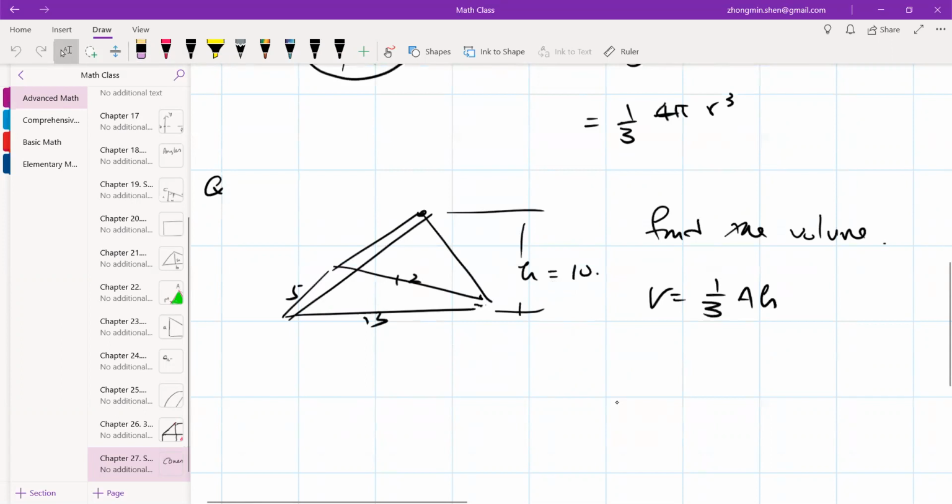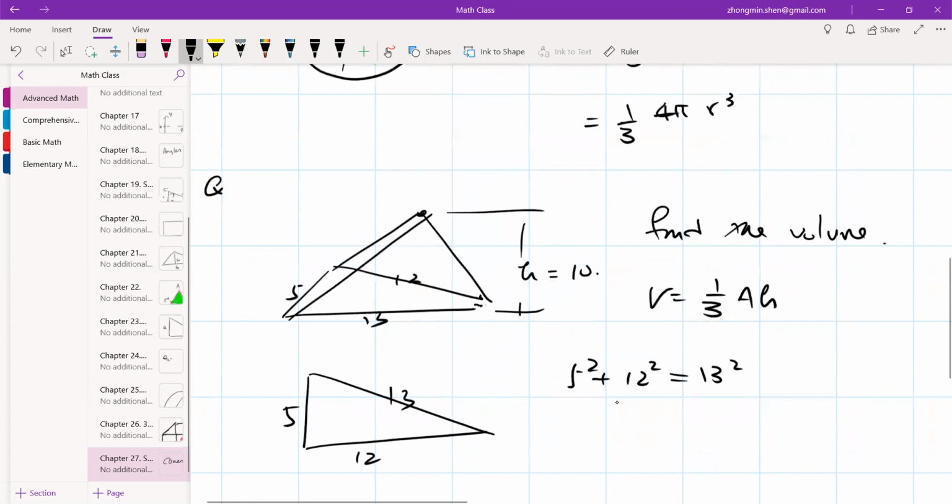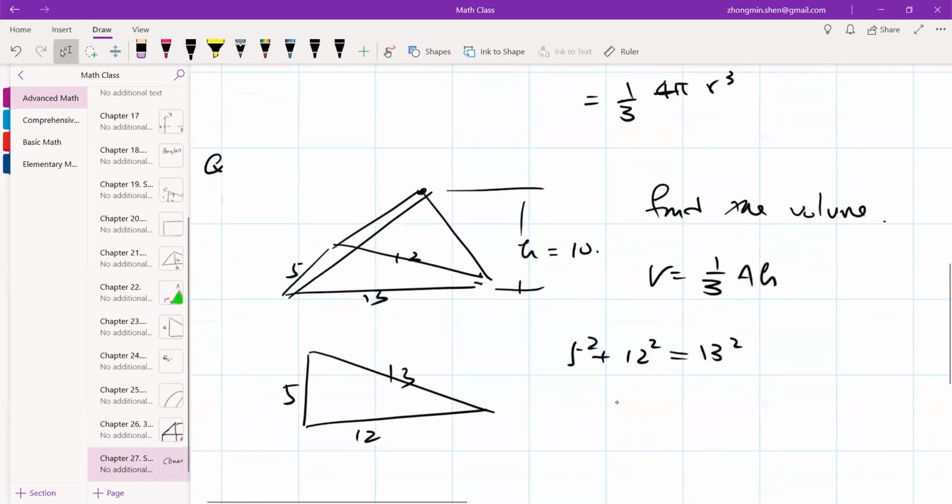All right. So question: the height is already given, so I have to find the base. The base is a triangle, and that's a special triangle. You notice that 5 squared plus 12 squared equals 13 squared. So this is a right triangle. So the area is going to be half of the product of those two numbers. You will get 30.